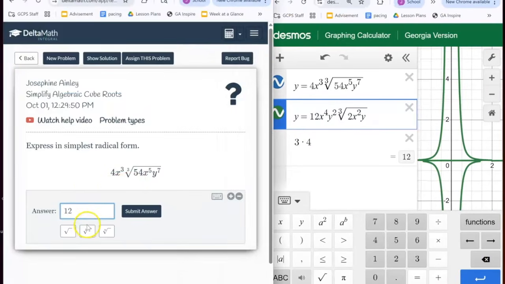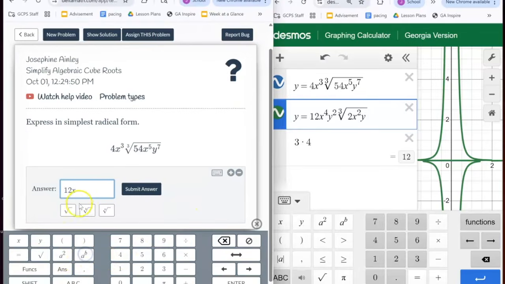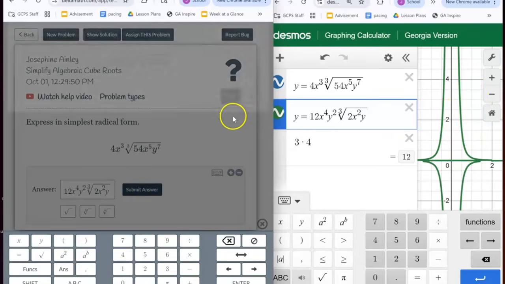So 12x to the power of 4, y to the power of 2, cube root 2x to the power of 2, and then a y. Double check that you copied it correctly because you already know it's right in here. So make sure you don't get it wrong because you're miscopying. And then you can click submit.